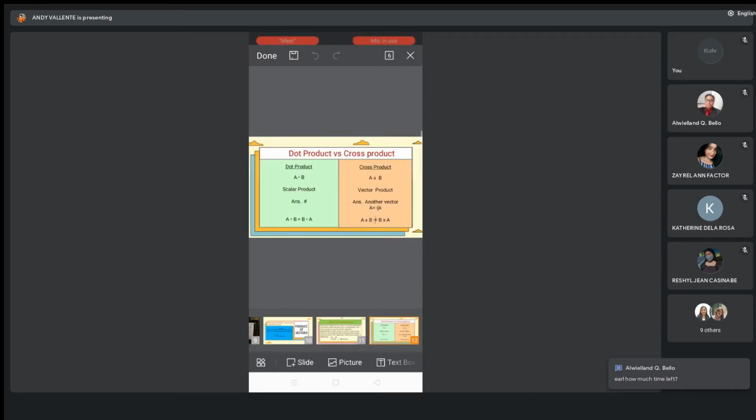So, para mas dali na tumasabtan ang dot product and cross product, ang dot product represents A dot B, while cross product represents A cross B. And the other term of dot product is a scalar product, then the cross product is vector product. Then ang answer sa dot product is just a number, while sa cross product is another vector. So, in dot product, A dot B is equal to B dot A, while sa cross product, A cross B is not equal to B cross A.